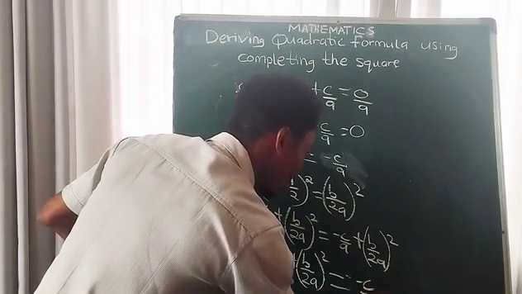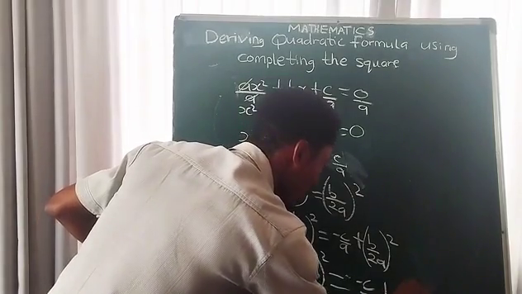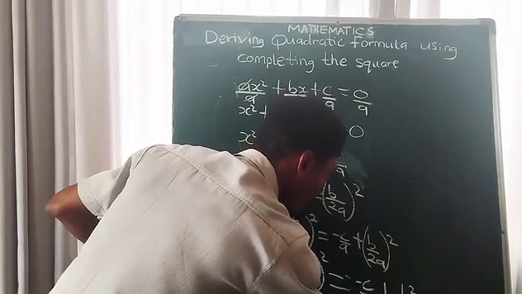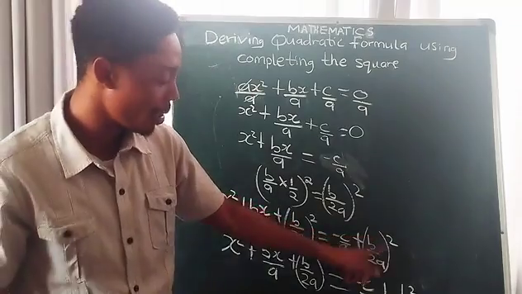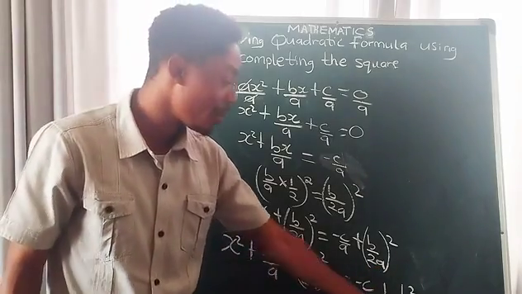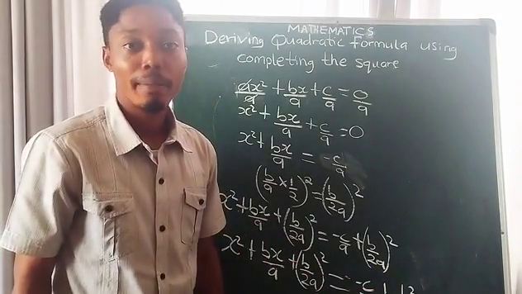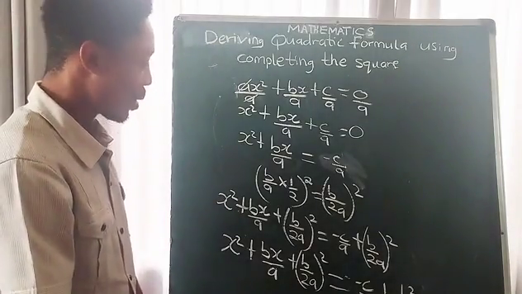c all over a plus b squared all over 4a squared. How did I get b squared over 4a squared? If you open that bracket, square b, that'll give you b squared. Square 2, that'll give you 4, and square a is a squared. All right, so we are making much progress.